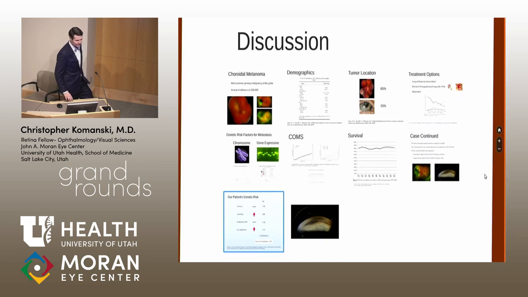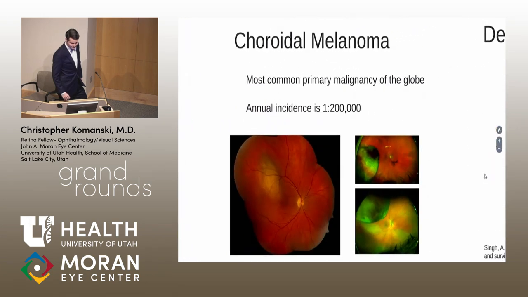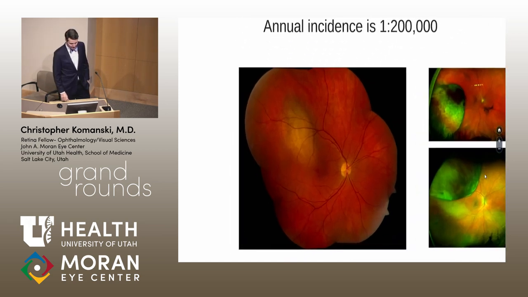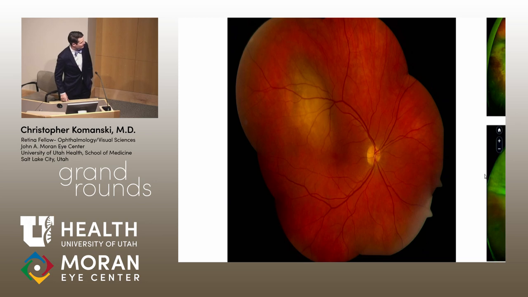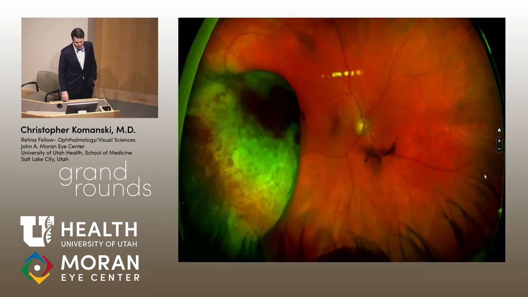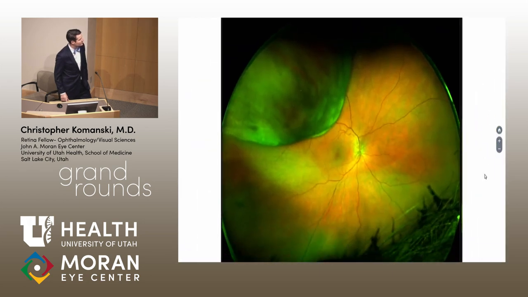So this was highlighting a classic case of choroidal melanoma, and then we were just going to go through a discussion of choroidal melanoma and then of the genetics associated with it. So it's the most common primary malignancy of the globe, and the annual incidence is 1 per 200,000 people. You can have amelanotic melanoma like you see here, or a classic ciliary body melanoma extending underneath the retina and breaking through Bruch's membrane, causing a vitreous hemorrhage and some pigment dispersion, or a supratemporal just large choroidal melanoma.